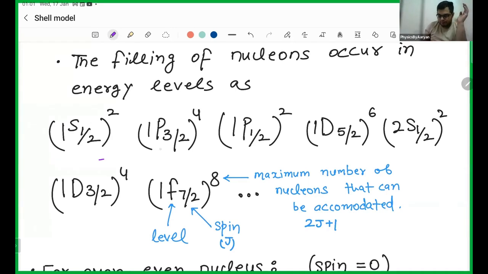After s half, you get p 3/2. In 3/2, you can clearly see, 2 into 3/2 plus 1, that is 4.